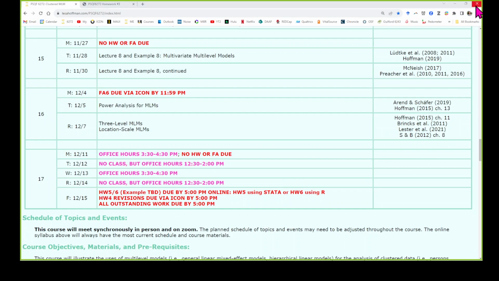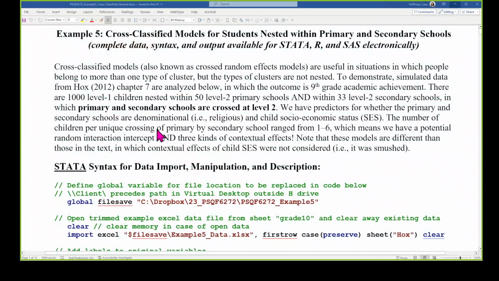Okay. So yeah, on the downhill stretch here, folks. How about we talk about some cross-classified models?